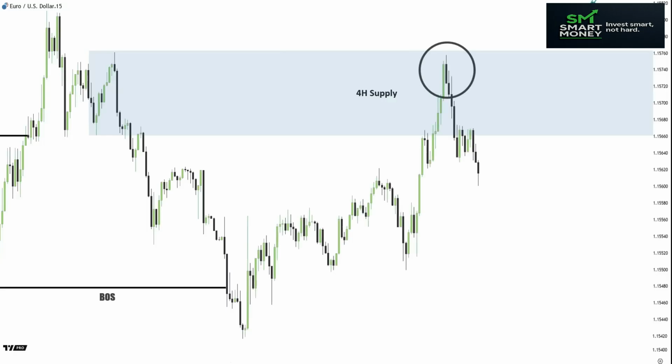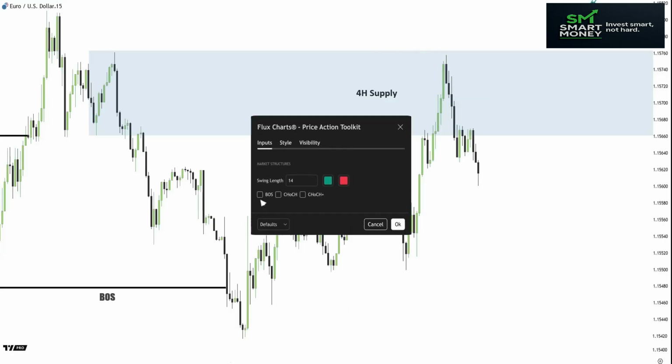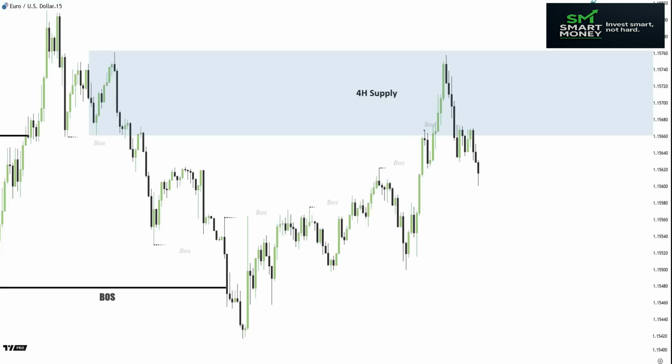On the 15-minute chart, you can see that after tapping into the higher time frame supply, price reversed and formed a clear VSR, a classic V-shaped recovery pattern. If you mark out the bullish BOS levels, you'll notice that the price created several successive demand zones on its way into the 4-hour supply area.